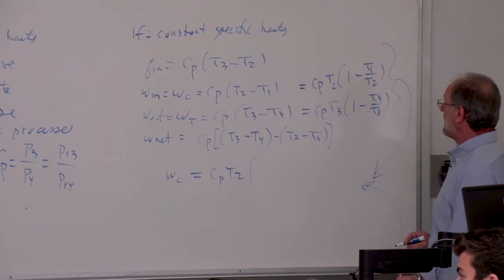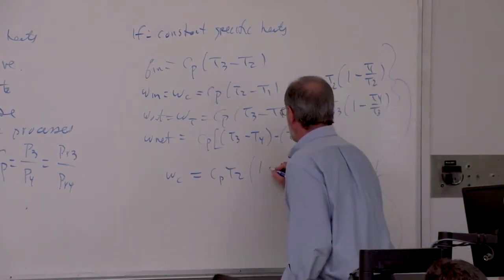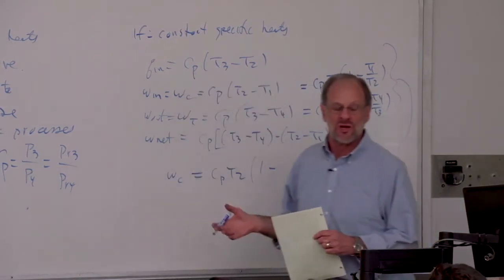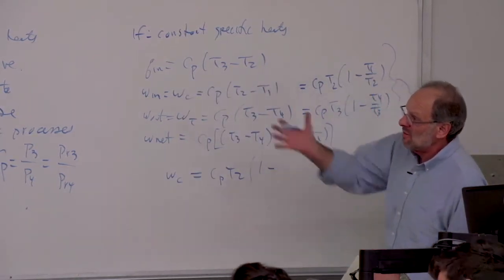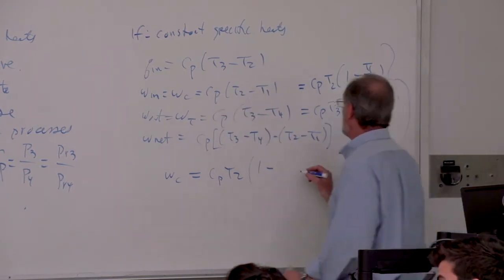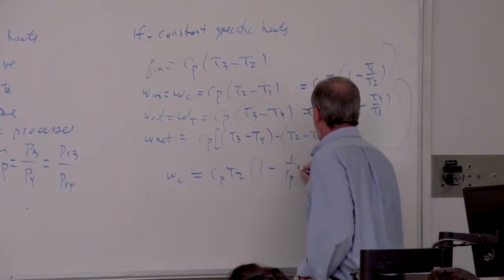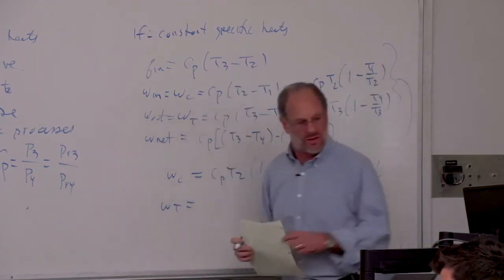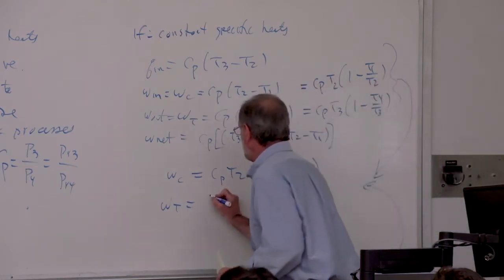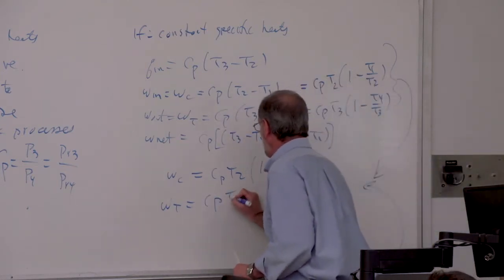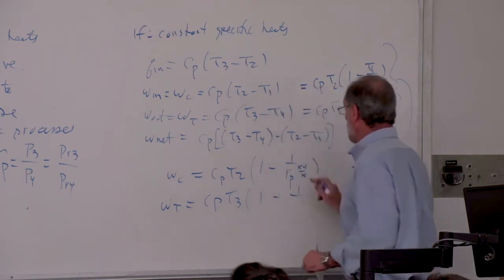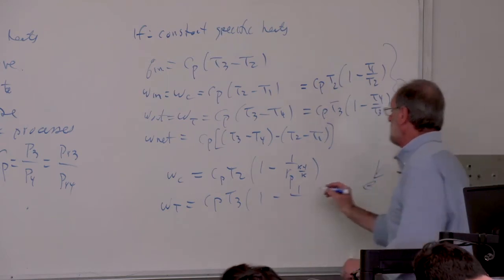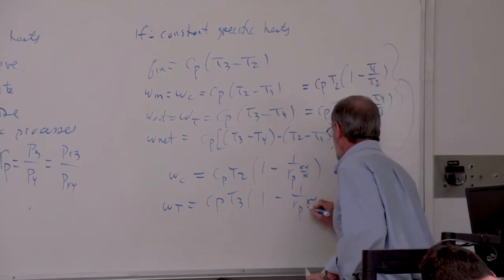So I'm just plugging them right back in here, right? So instead of T1 over T2, please note T1 over T2 is the same as 1 over T2 over T1, which, as we can see, is just the pressure ratio to the k minus 1 over k. And the same thing for the turbine. So we have Cp, and the T3 is factored out. And then again, 1 minus, and this is the same, right? T4 over T3 is the same as 1 over T3 over T2, which is, again, the pressure ratio to the k minus 1 over k.